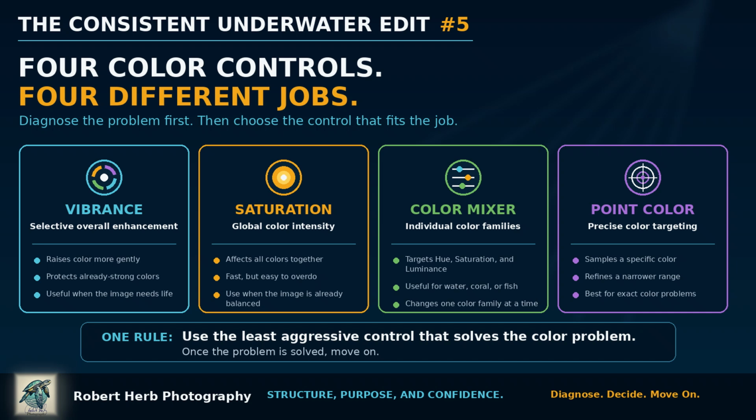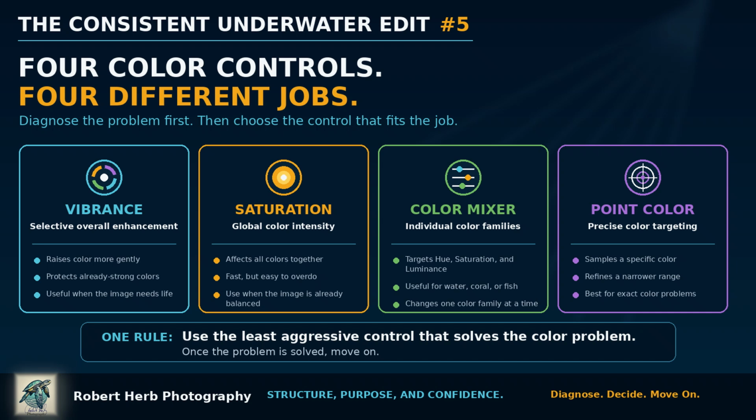Now we come to the 4 color controls I use most often, and they do not all do the same job. Vibrance is my gentler overall adjustment. It can add life without pushing every color equally. Saturation is global. It increases or decreases the intensity of all colors, so it is powerful, but it is also easy to overdo. The color mixer is more targeted.